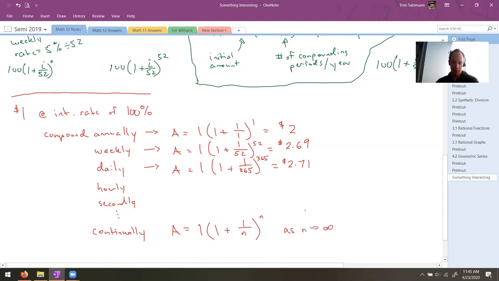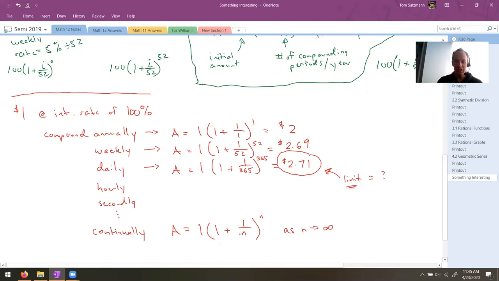So here is your assignment. Your assignment is to do the following. Figure out what this limit is. What is this amount of money we can get? Because you'll notice from going from annually to weekly, we got quite a big bump. From weekly to daily, we got a decent bump. Hourly, we're going to get an okay bump. But there is going to be a limit to this amount. You can't get infinite money with infinite compounding periods, even though it sounds like it might work. It just isn't going to quite happen.